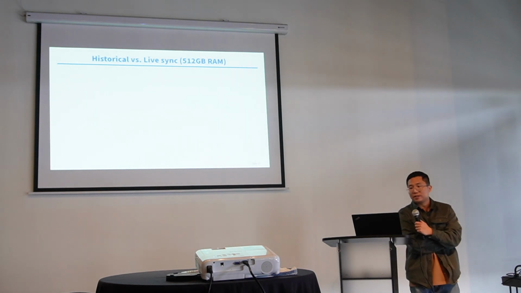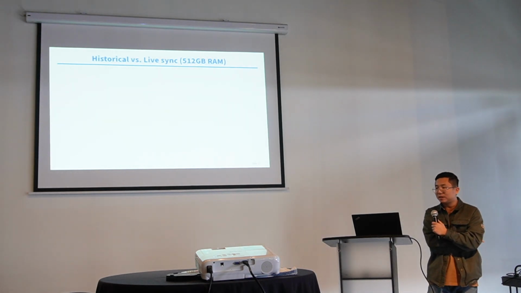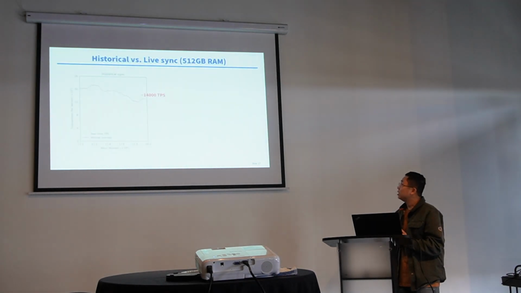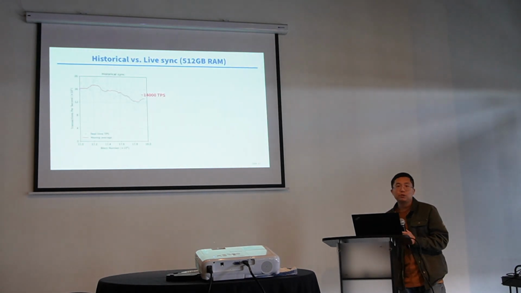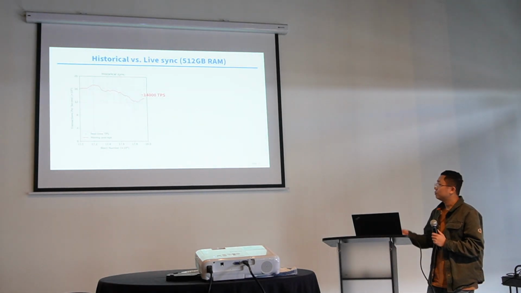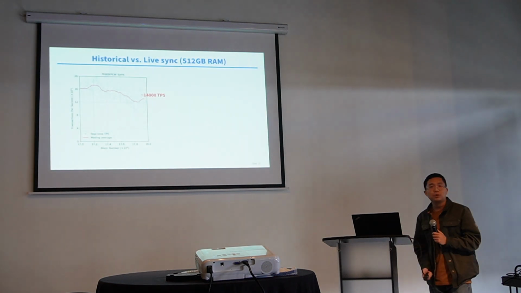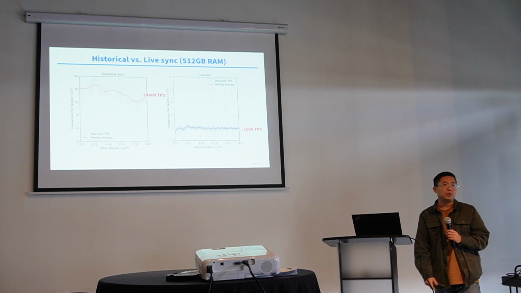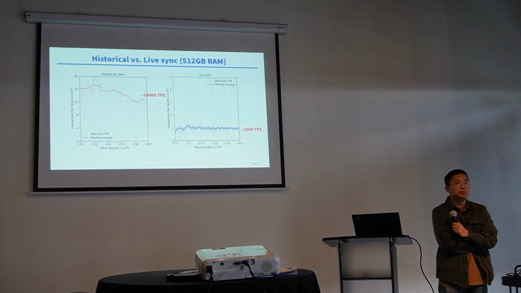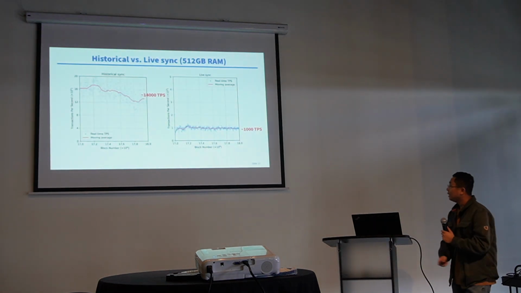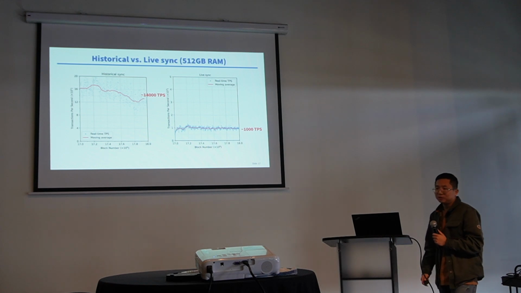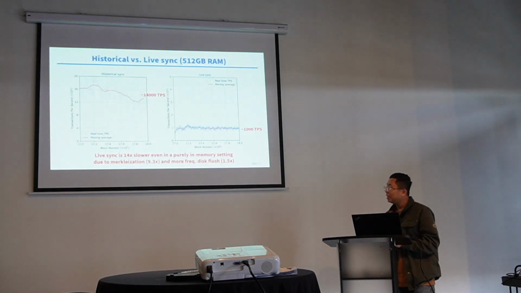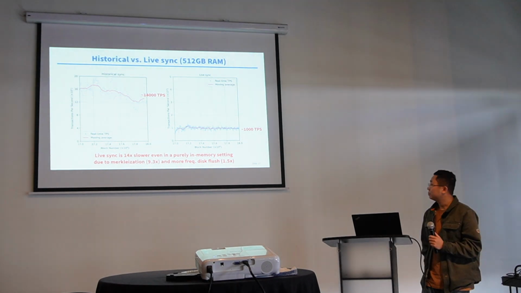Okay, so we've been studying execution performance. It's now time to also include Merkelization. Now, this is the TPS graph I showed you earlier for historical sync for the last 1 million blocks, and Reth can do 14,000 TPS. And this is what happened if you need to update your state root after each block. Now the TPS drops to 1,000. So live sync is actually 14 times slower, even in a purely memory setting.